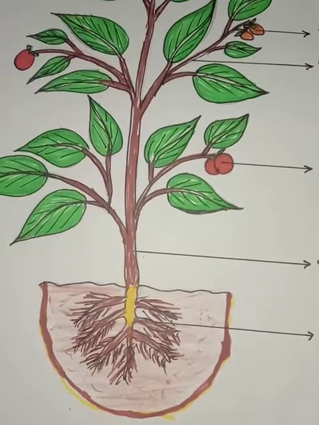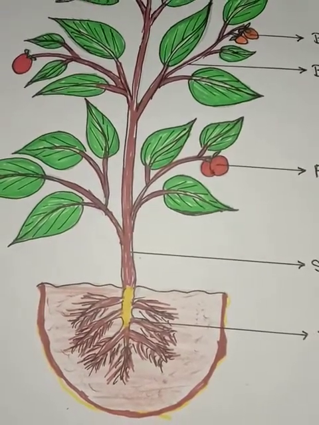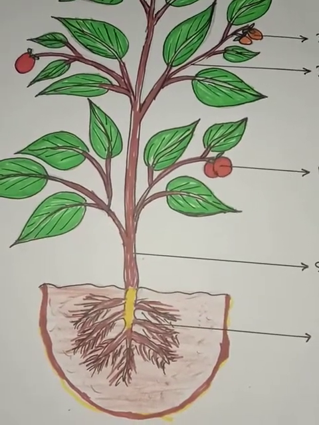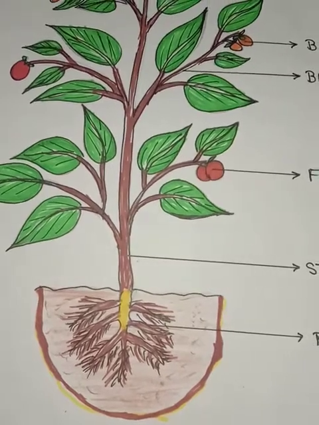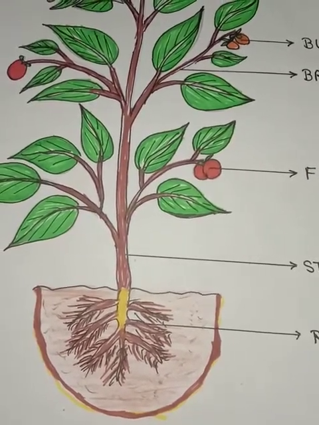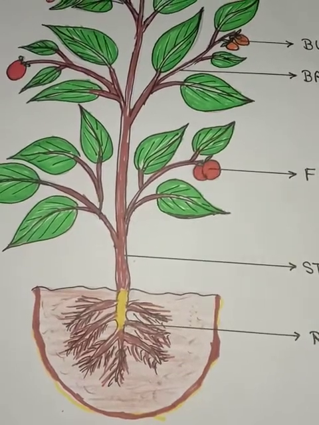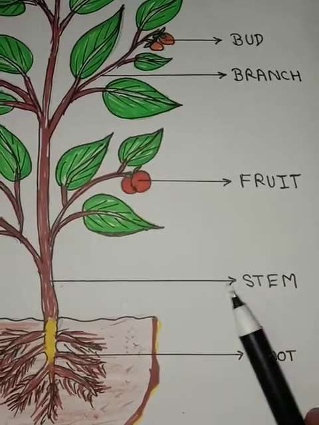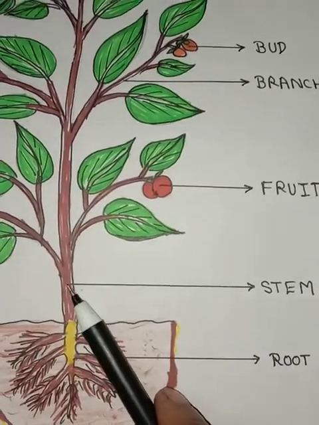Now fibrous root: when a number of roots grow from the end of the stem, it is a fibrous root. Okay. Now plants like grass, wheat, rice and onion have fibrous roots. Now student, this is the stem part of a plant.